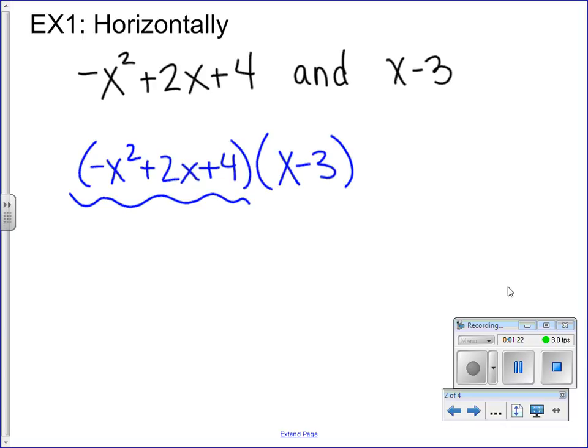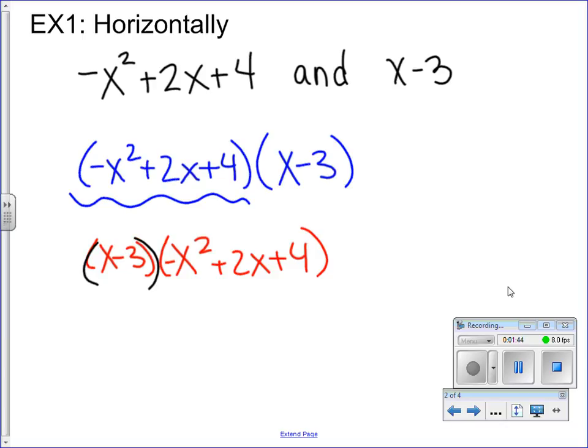That looks like this. This is helpful because we are going to use kind of like distributive property, and we have less to distribute if we do it this way. Okay, so we're going to distribute each of the terms in the first set of parentheses.